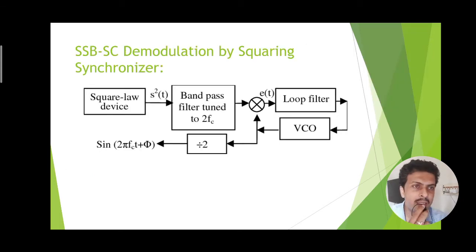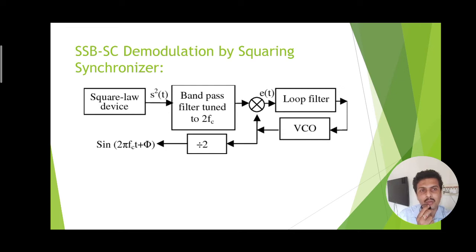So this is the SSB-SC demodulation technique, which is nothing but a squaring synchronizer. The squaring synchronizer utilizes a nonlinear device in the first stage, called the squarer, that will produce the square of the incoming signal. So here the SSB-SC modulated signal is applied to the squarer, and the signal is squared so that the carrier frequency becomes 2 times. That is why the bandpass filter in the successive stage is also centered at 2fc, so that the frequency related to 2fc, 2 times the carrier frequency, will be passed through the bandpass filter and fed to the phase lock loop.